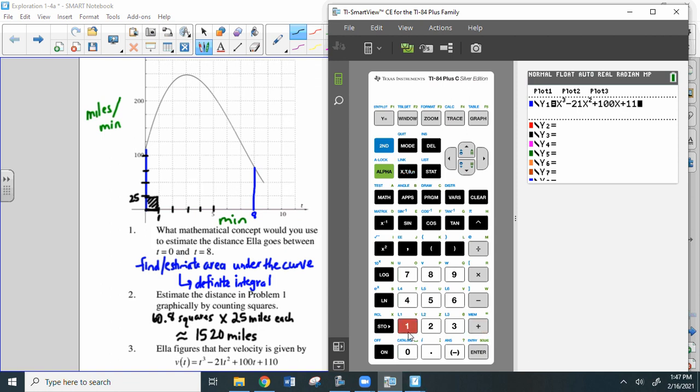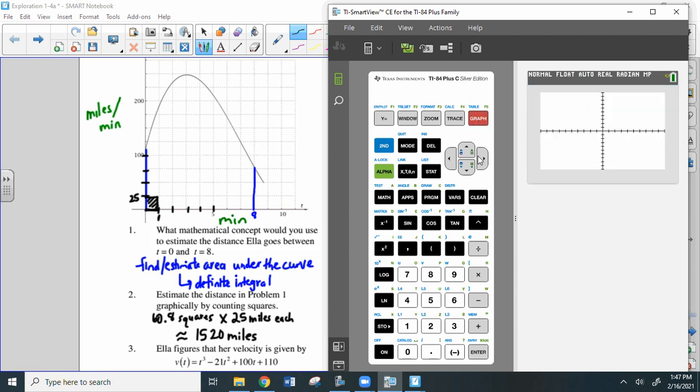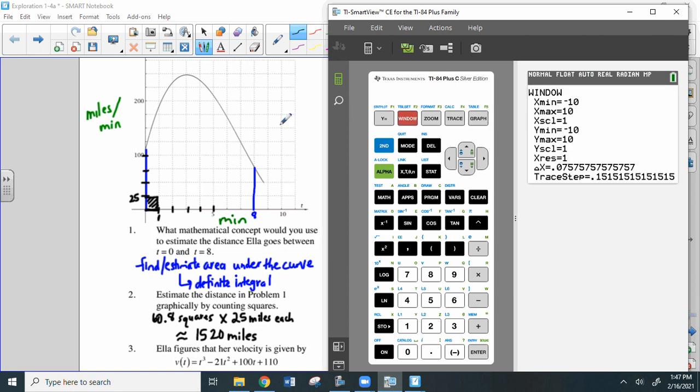Now, if I hit graph right now, it's definitely not going to look like that, because the standard window is, I'll even show you, a 10 by 10. So we're going to change the window to match the window that's provided here. It looks like I'm going from 0 to, what, 11?